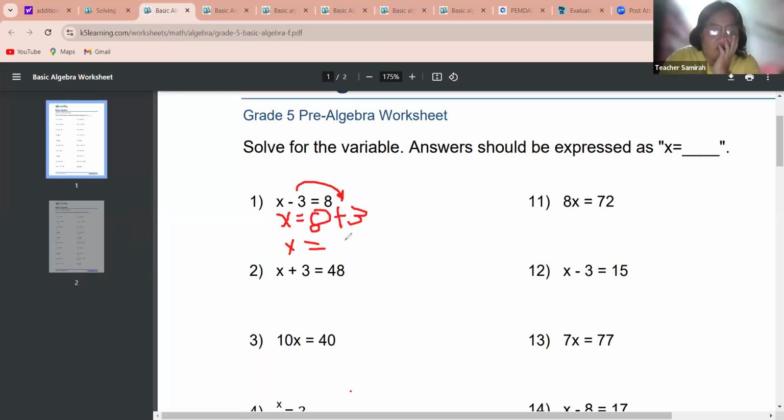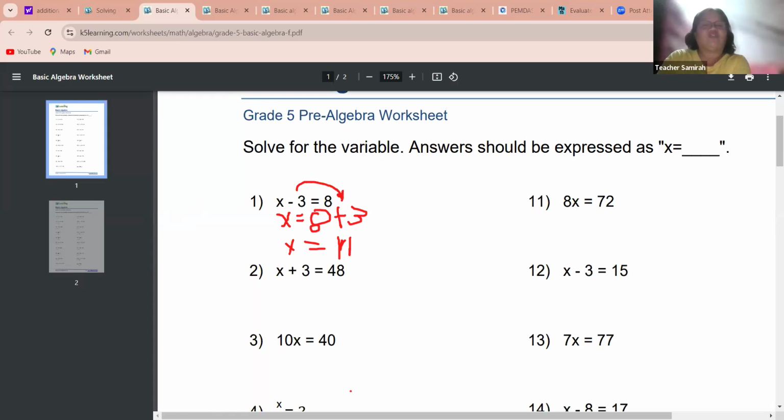Who would like to answer number 2? Okay, you can actually get your answer. So x plus 3 is equal to 48. X plus 3 is equal to 48. So what will be the value of x? The answer of number 2 is 45.